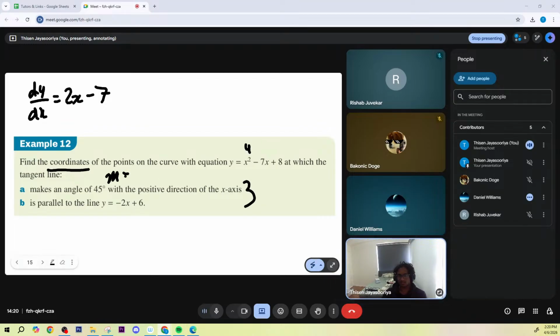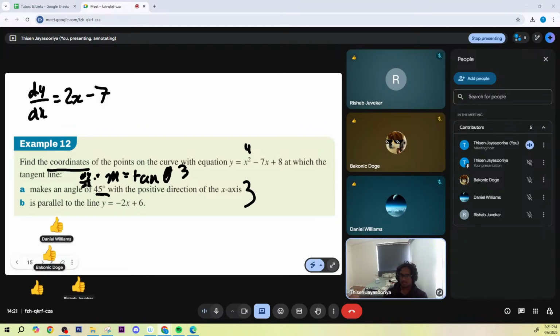Because we have the formula m equals tan of theta, yeah? Or, in this case, it'd be dy/dx equals tan of theta. People tend to forget this formula. They're very forgetful when it comes to this formula. But does that make sense for everyone?